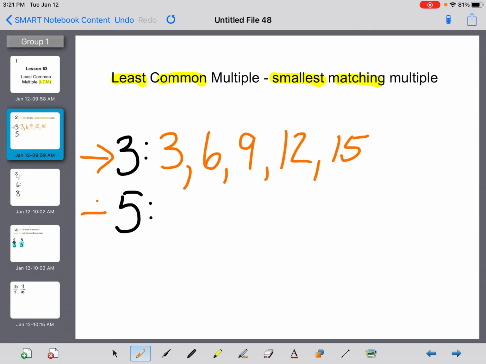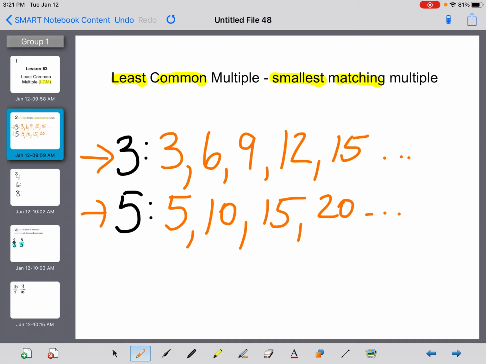All right, so let's do the same thing with 5. Take 5, multiply it by 1, I get a 5. Multiply it by 2, I get 10. Multiply it by 3, I get 15. By 4, I get 20, etc. You could keep going, but we're actually going to stop because you should have noticed that we have a matching multiple already. We have a 15 here and we have a 15 here. As soon as you find a multiple in both rows that is matching, you can stop listing the multiples because you have found the least common multiple or the smallest matching one.